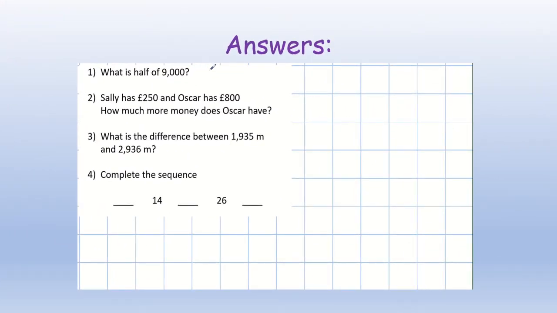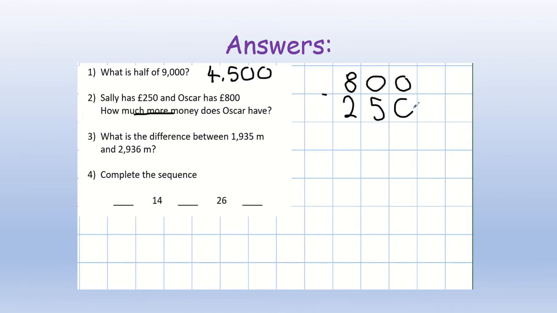So half of 9,000 is 4,500. To find out how much more money Oscar had, we're finding the difference. So it would be 800, Oscar's money, subtract 250, Sally's money. Now you could do this by counting on. 250 add 50 would be 300. 300 add 500 gets you to 800. So our answer would be 550, but we'll practice doing column subtraction in case this is the method you chose.